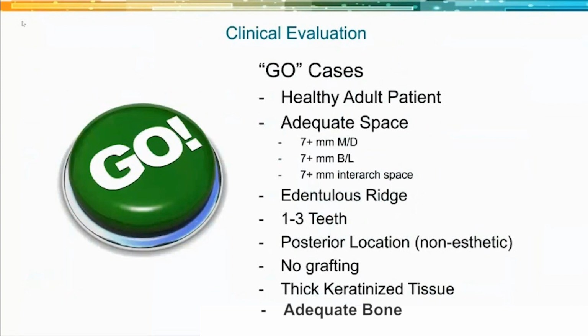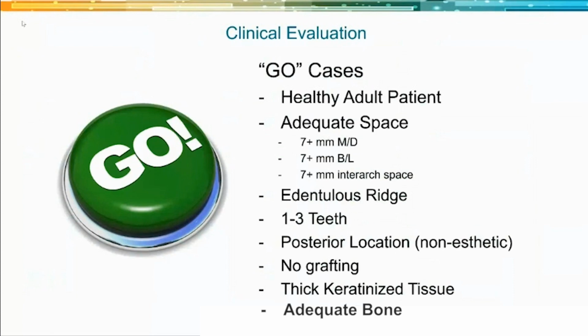And so I break down my cases. I've heard this many different ways, but into kind of like the first level are the go cases. So these are people, if you're early in your implant journey, if you've got a healthy adult patient, these are all in your clinical evaluation. If you check all these boxes, these are pretty well go cases and good cases to start with.